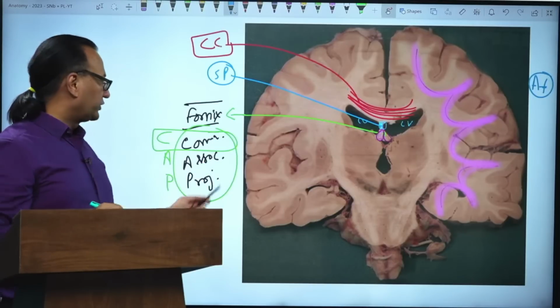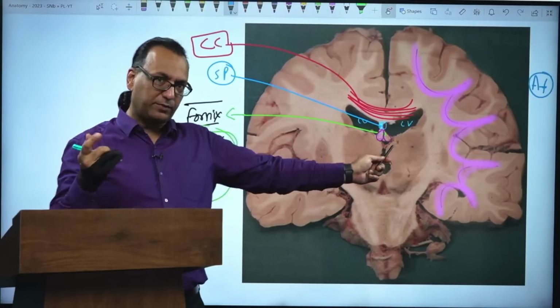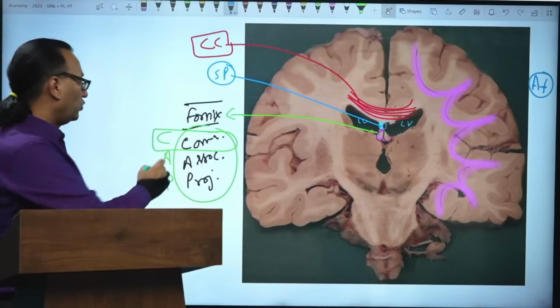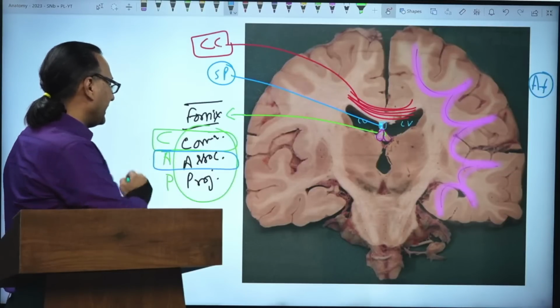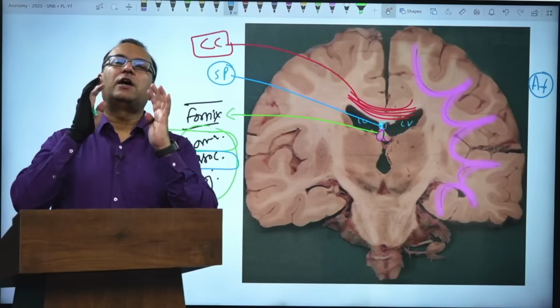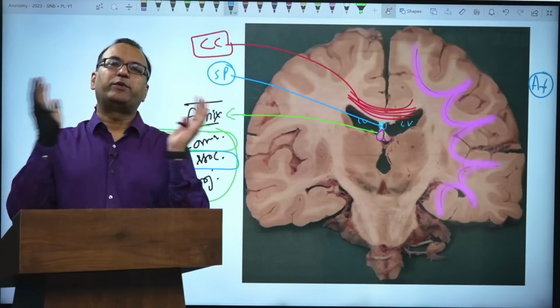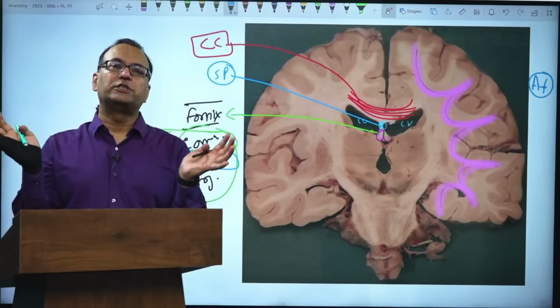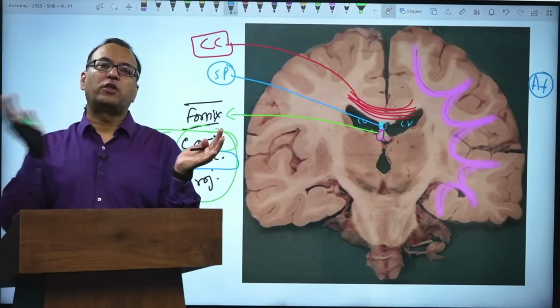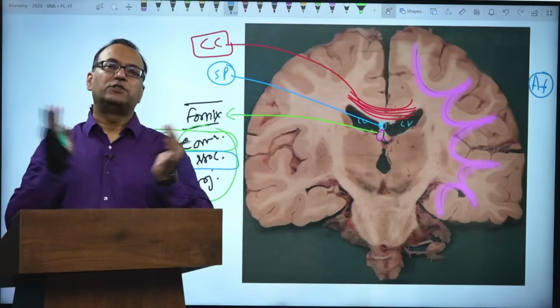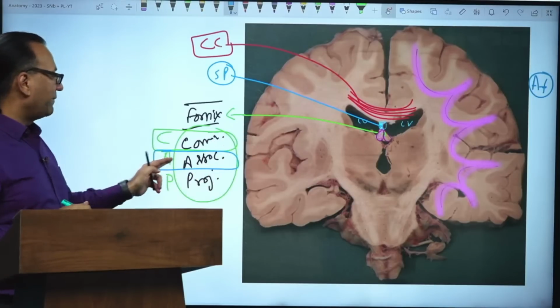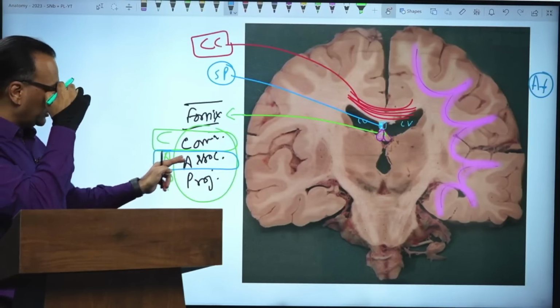So do you mean to say the fornix has association fibers? Yes, the fornix does have association fibers. It keeps connecting the hippocampal and parahippocampal structures on the same side. So hippocampal and parahippocampal structures are connected, so association fiber, yes.